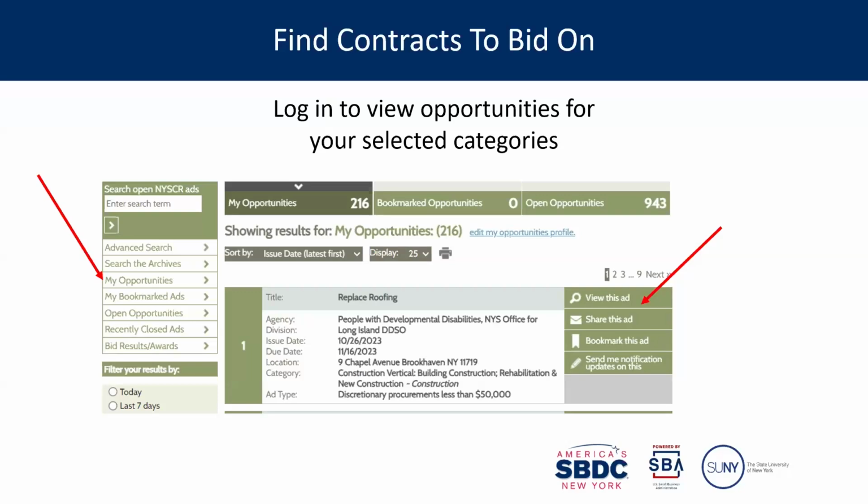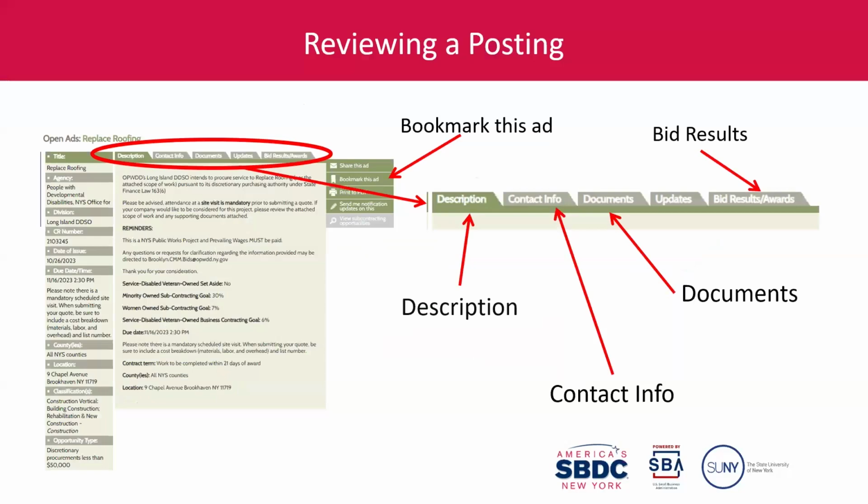When you're looking for contracts to bid on, you will click on My Opportunities. Once you're given the ads that apply, or any ad you just want to look at, you will select View This Ad, and it will give you the whole description and duties required. So it gives you everything that's required, the forms, the criteria that you have to meet to be able to apply for the job. It's all going to be there. Now, this is what it'll look like once you open it.